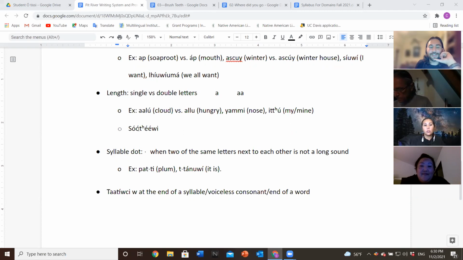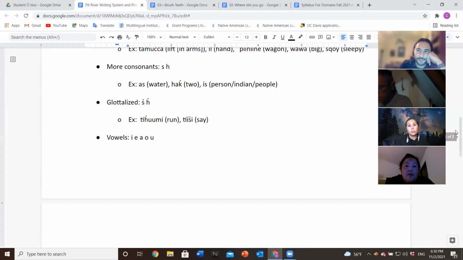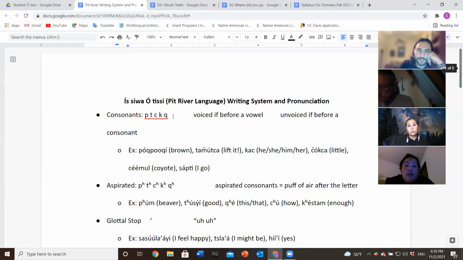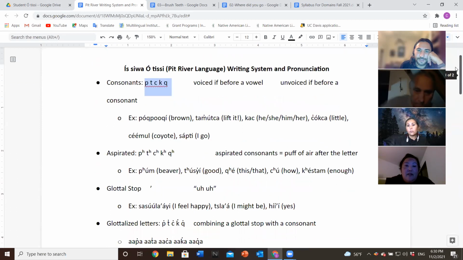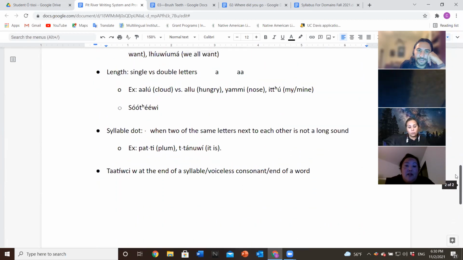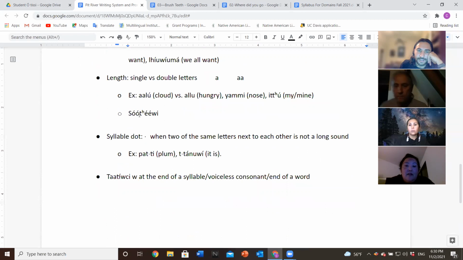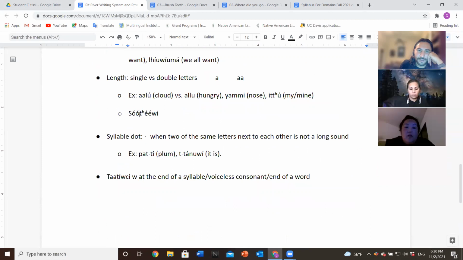Okay, so sohtewi. So when you have a long vowel before the aspirated consonants, before any of these first five consonants, P, T, C, K, Q, then they call it the pre-aspiration. You don't really need to remember that.